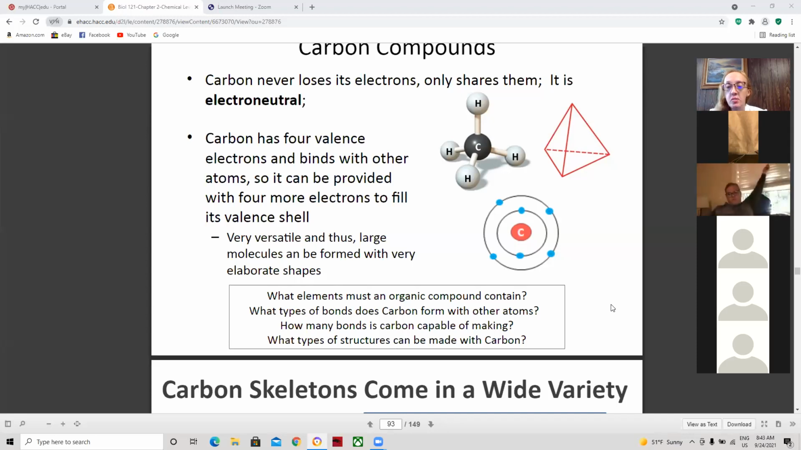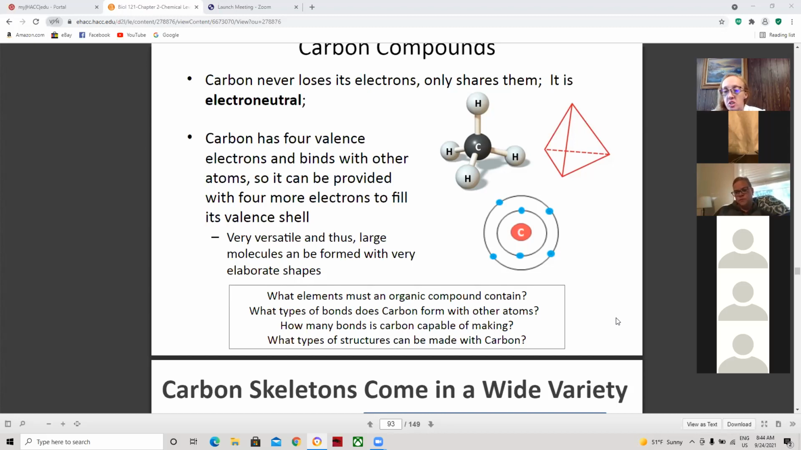What types of bonds does carbon form with other atoms? Becky, what types of bonds does carbon form with other atoms? Is it covalent? It's covalent, right? How many bonds is it capable of making? If it has 4 valence electrons, how many more does it want? So 4. Yep, it can make up to 4 bonds.